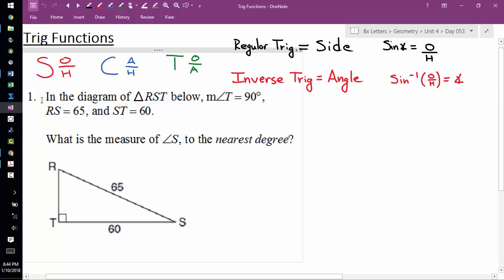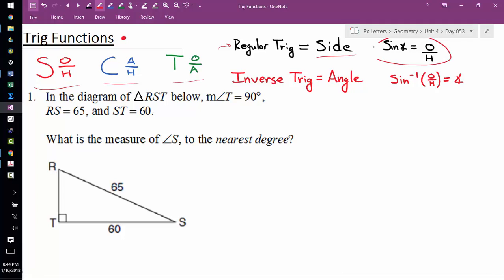Let's take a look at number 1 here. At the top of each of the questions, I'm going to have all of the trig functions listed out in the SOH-CAH-TOA. And just a reminder that regular trig is for finding sides, and we'll look something like that, where you'll set up a proportion and cross multiply to solve for the missing side. And if you're finding an angle, you're going to be using that inverse trig. And that's fairly straightforward. You type in the corresponding ratio of sides, and it spits out the angle you're looking for.